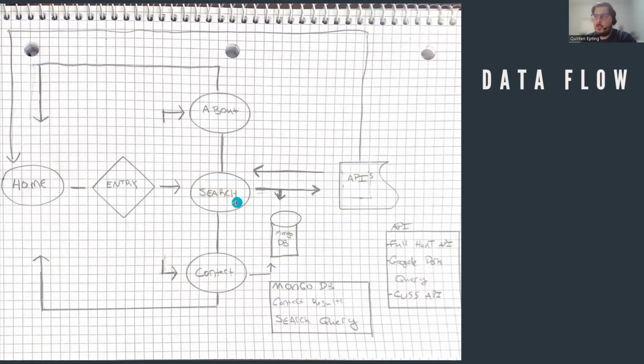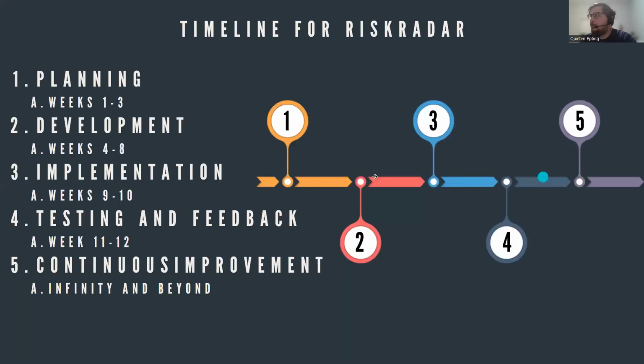So if a small business comes in, searches their domain, it goes out to the API or Full Hunt's API and gets returned. I'm not saving that data. And this area where it's showing the searches being saved to MongoDB, this is not accurate either. I just wanted to show the growth of the project.